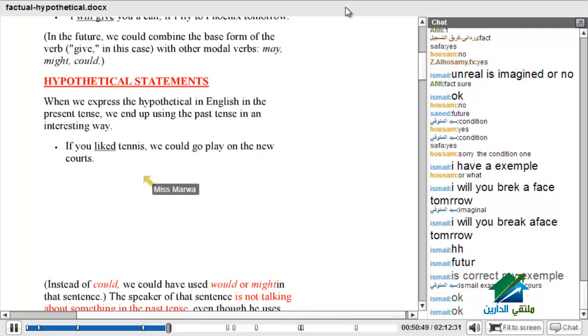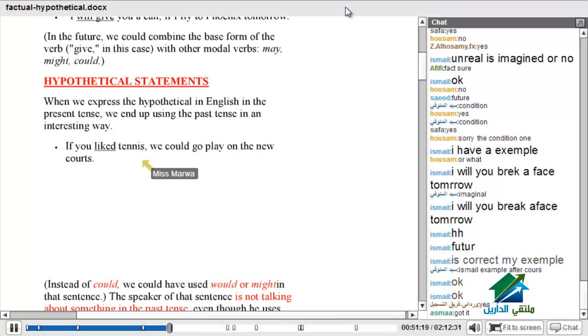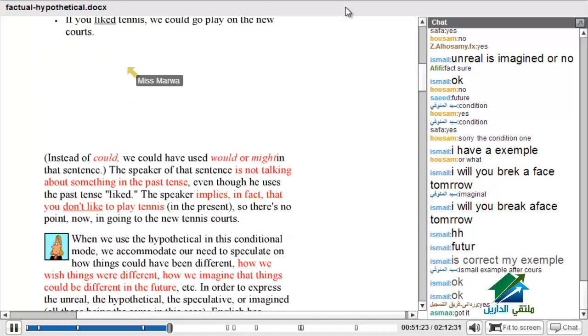As I told you, I go a step back in conditional F. If I'm speaking about a situation in the present, I have to use past tense with F. You got this point? If we are speaking about the future, we will use present. If we are speaking about the present, we use past with F. If we are speaking about the past, it will be past participle. You always go a step back.